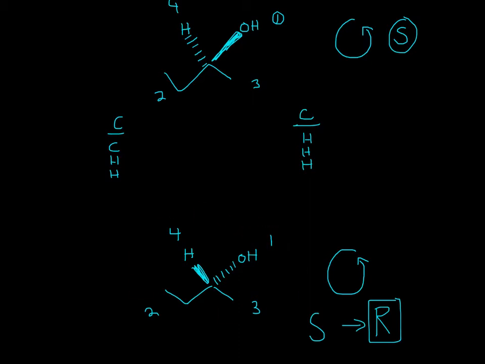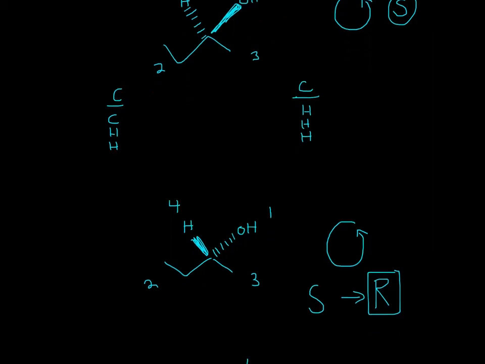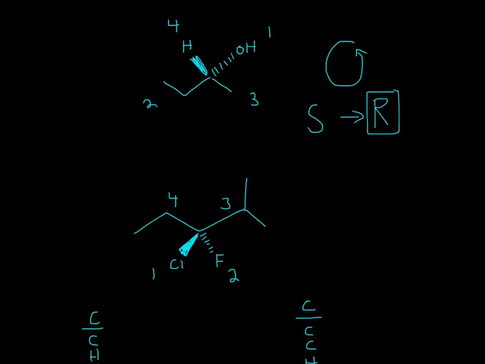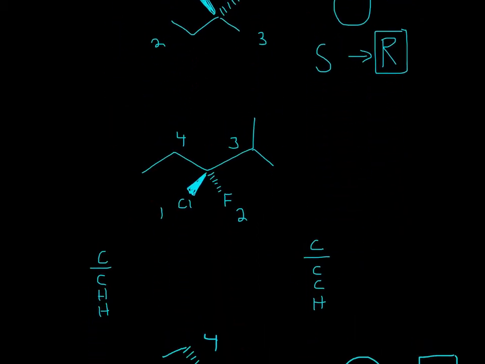The only thing that changes is that since the fourth substituent, which is hydrogen, is facing out of the page, we're going to flip the answer. So we got S for this answer, so all we do is just get S and then flip it to R. So that's all you have to do if the fourth substituent is facing out of the page. So moving on to the next example.